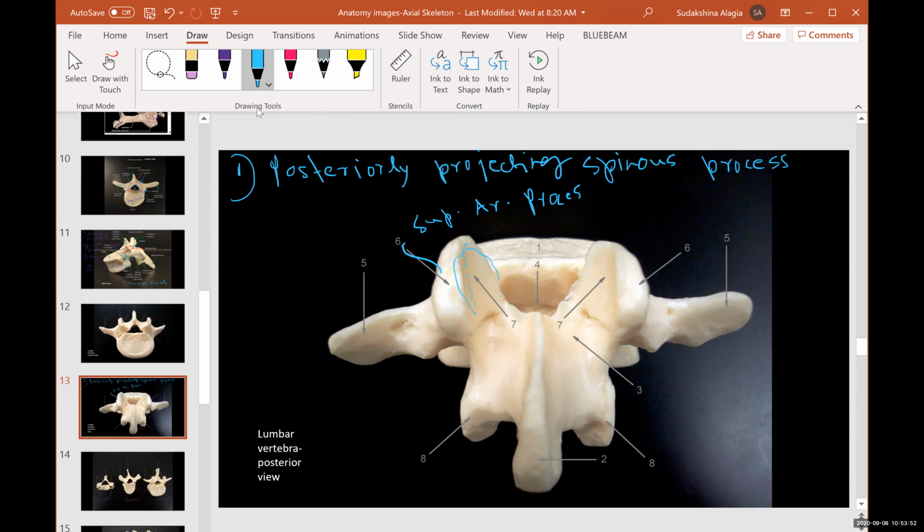Same with this inferior articular process. And here, this is the inferior articular facet. Then you can see that the location of the process and the facet is slightly different than thoracic vertebrae.